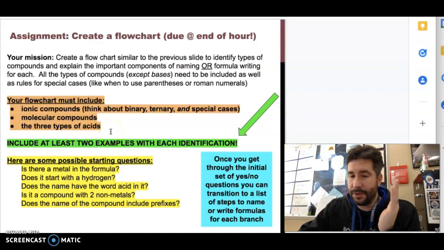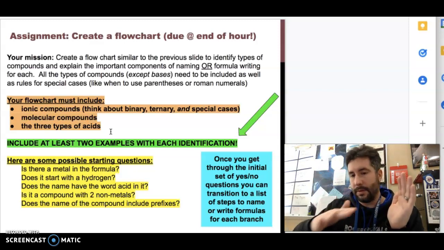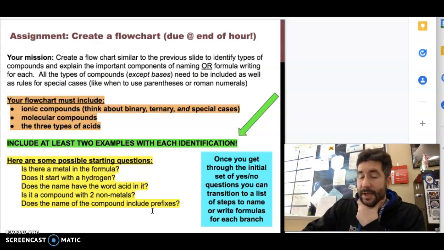So make yourself a flowchart that you can follow as you think, okay, is this ionic? Is it covalent? Do I use acid rules? Make kind of questions that you can follow as you go. Some possible starting questions like, is there a metal? Does it start with hydrogen? Those are good questions to have. Does the name have the word acid in it? Those are good places to start. And you're going to submit this flowchart as part of your assignment today. All right, good luck. Have a great day.